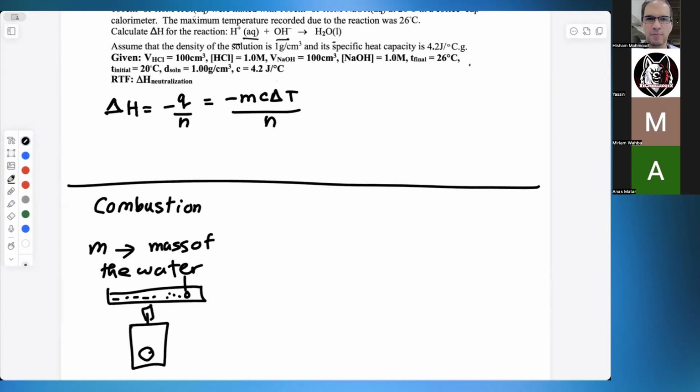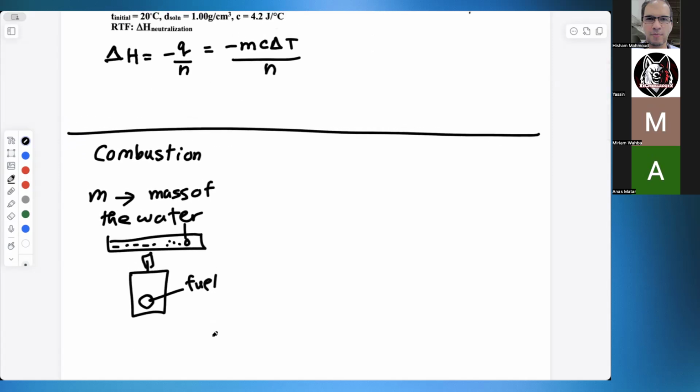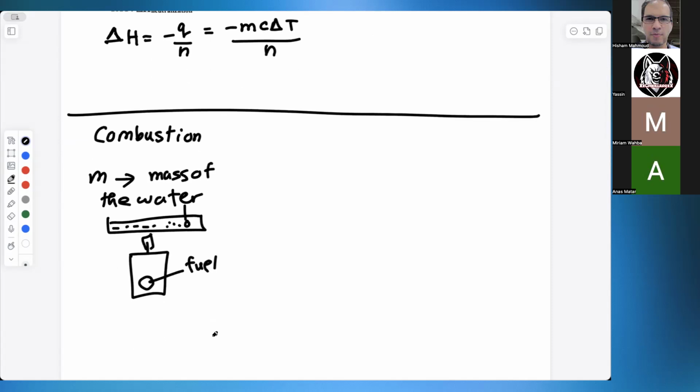For example, any fuel, I'm burning it, I'm using it to heat some water, and then in this water I'm going to put my thermometer and check the temperature increase or decrease. So the M of the MC delta T is going to be the mass of the water being heated. And then when I measure the N at the end, it will be equal to M over molar mass. In this case, the mass is the mass of the fuel. So I have two masses here.